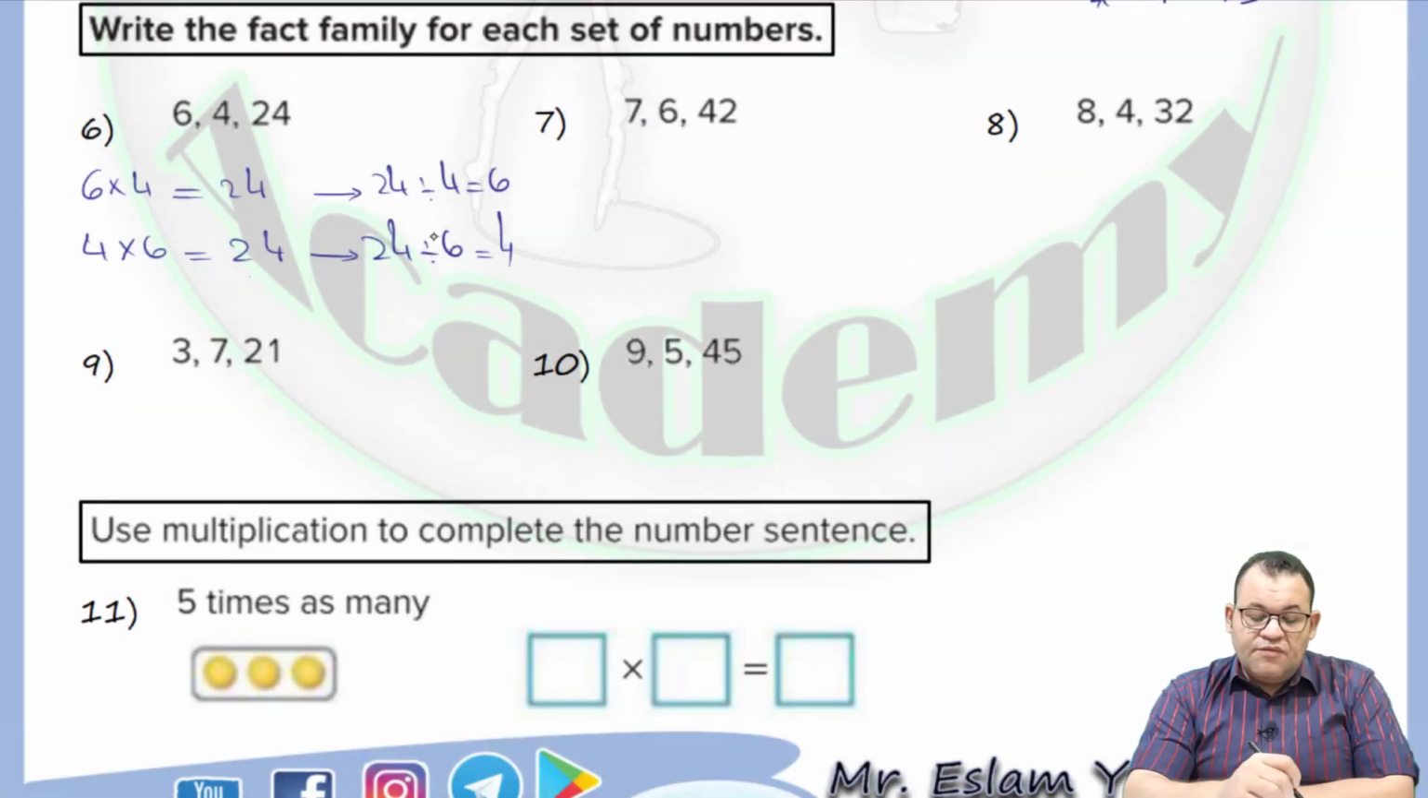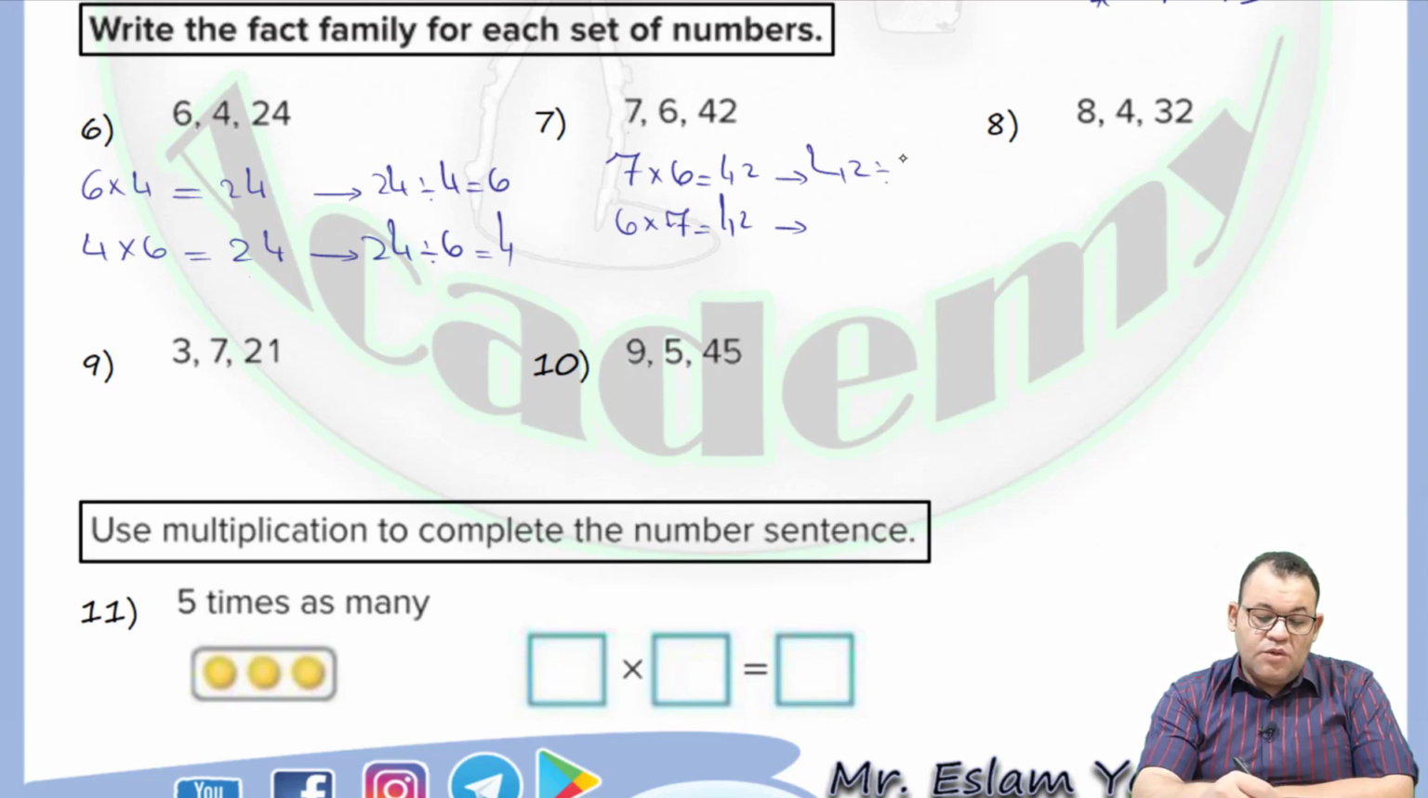Again for question number 7. We have 7, 6, and 42. 7 times 6 equals 42. And 6 multiplied by 7 equals 42. Now we can use the division. So 42, when we divide it by 6, the answer will be equal to 7. And also 42, when we divide it by 7, you will find that the answer will be equal to 6.